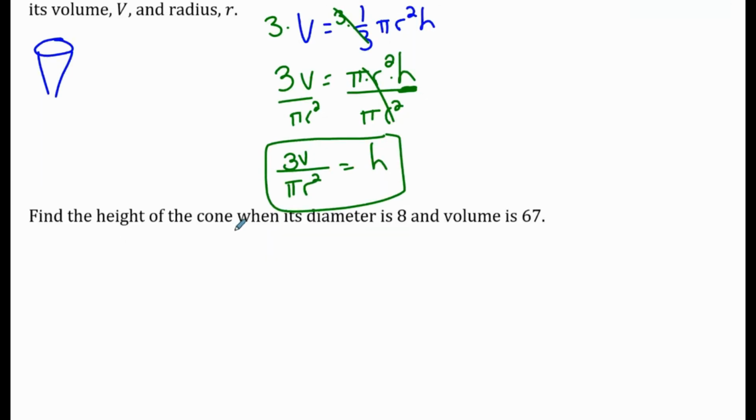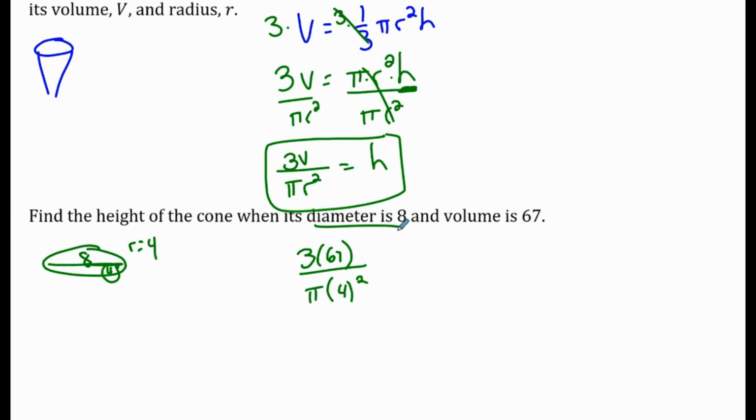Find the height of the cone, and the diameter is 8. We got to be careful here. The diameter of this cone is 8, but my formula deals with the radius. This is a little geometry review here. The radius is 4. So find the height, 3 times the volume over pi r squared. I took these numbers and plugged them in, but I got sneaky there with the diameter. Sorry, I had to make sure I reviewed a little geometry with you.